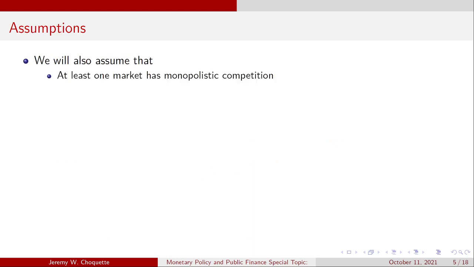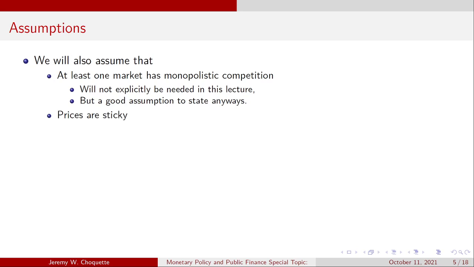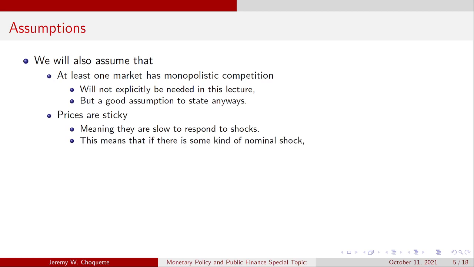More assumptions. We will further assume that at least one market has monopolistic competition. It's not explicitly needed in this lecture, but it's a good assumption to state anyway because we need essentially a mechanism for monetary and fiscal policy to transmit into the real economy by boosting output, reducing unemployment, things like that, right? Therefore, we have sticky prices, meaning that prices are slow to respond to shocks. So if there's some kind of nominal shock, be it a fiscal policy shock, like the stimmies, the CARES Act, or a monetary policy shock.